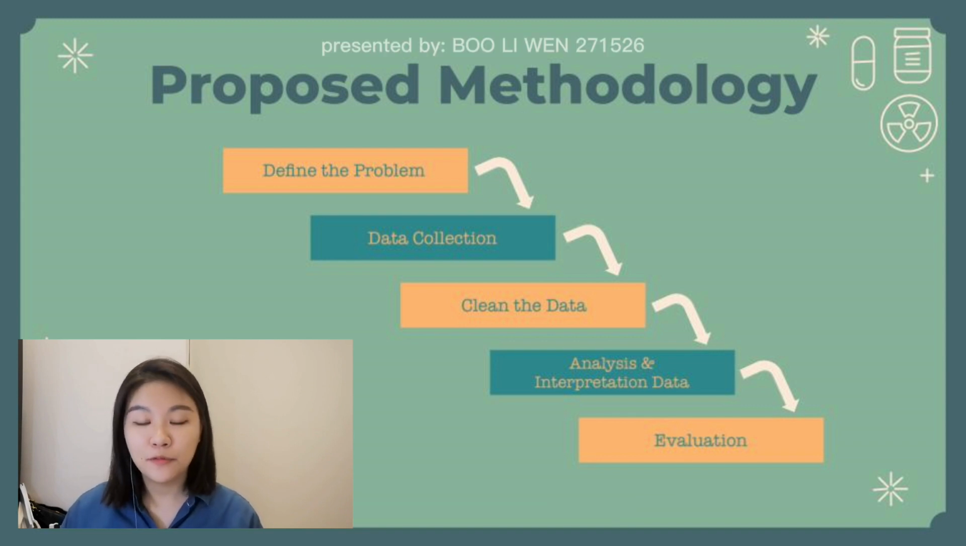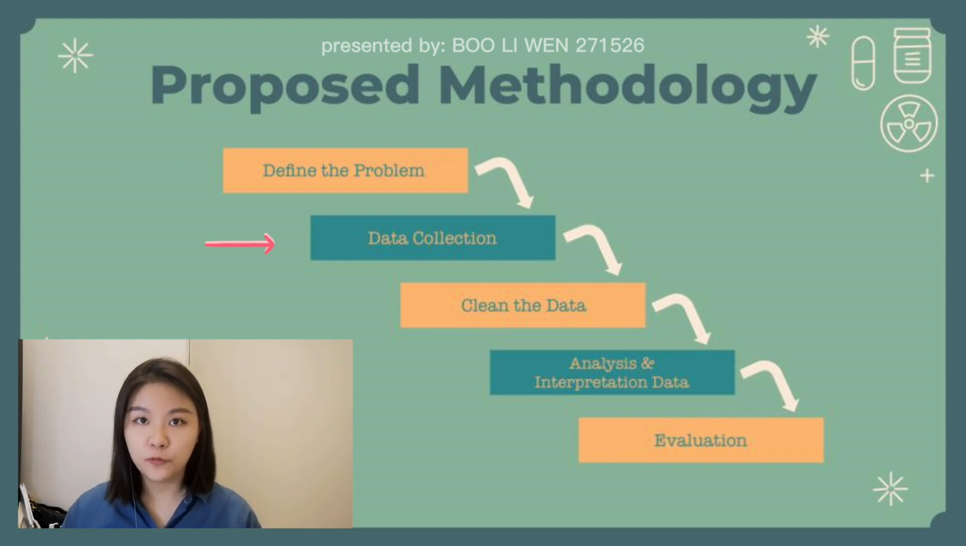There are a total of 5 phases in this proposed methodology, which are: define the problem, data collection, clean the data, analysis and interpretation of data, and the last phase is evaluation. First, let's go to phase 1, which is define the problem. In this phase, we will define the research background, problem statement, research questions, objective, scope, and the significance of the study. To identify the problems, we have found some articles which are related to our topic.